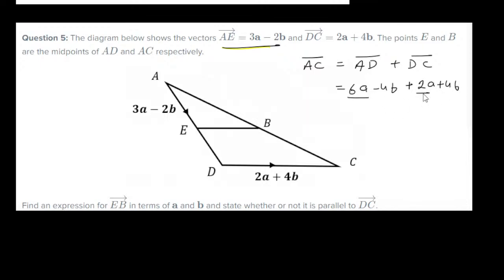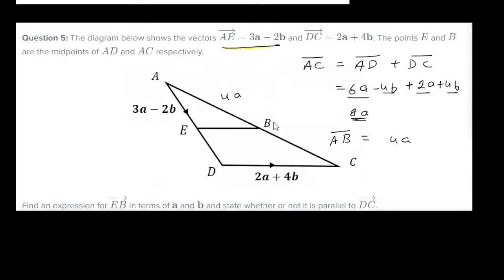So what we get is 6a plus 2a is 8a, and minus 4b plus 4b will cancel out. So your AC is 8a. And what about your AB? Your AB is half of AC, so it will be 4a. So we get AB as 4a.